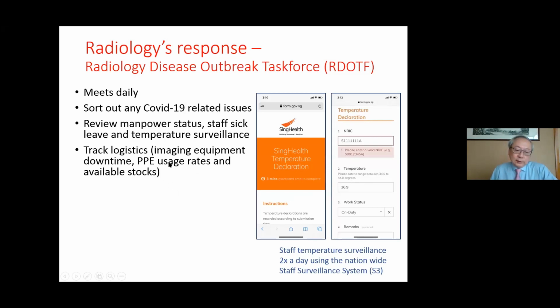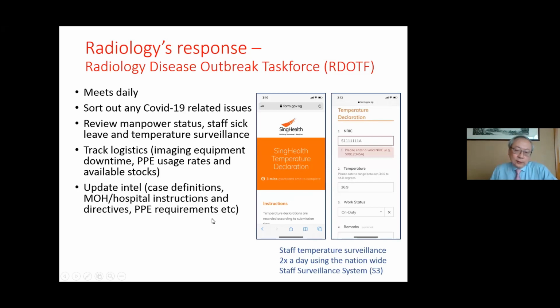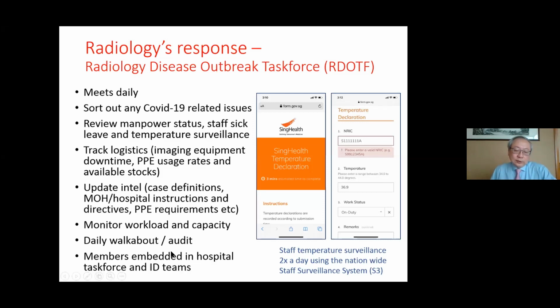Logistics are tracked, in particular the PPE usage rates, and to make sure we have adequate stocks. We update the intel as well, because case definition changes, and the instructions for the hospital and the ministry also change. We monitor workload to make sure people don't get fatigued and tired out. We walk around daily to make sure things are okay, and infection control measures are consistently practiced. We have members embedded in our hospital task force for prompt communication.